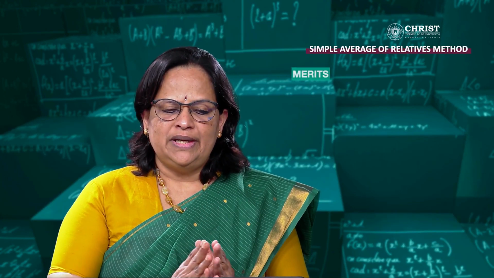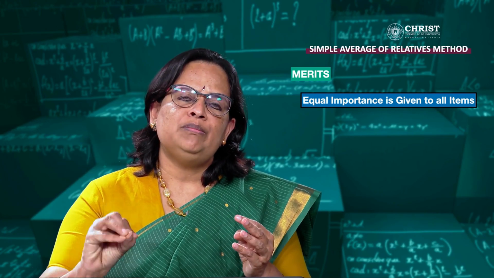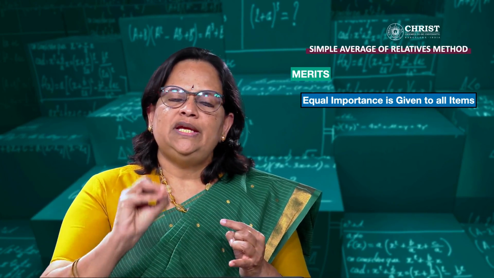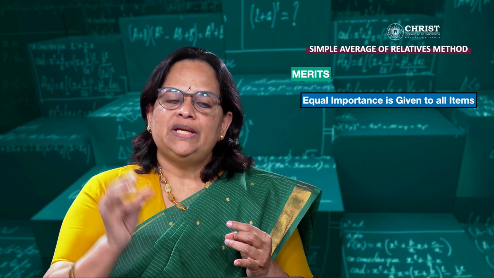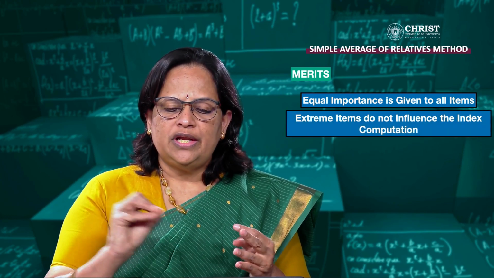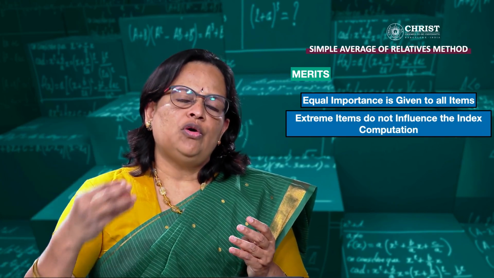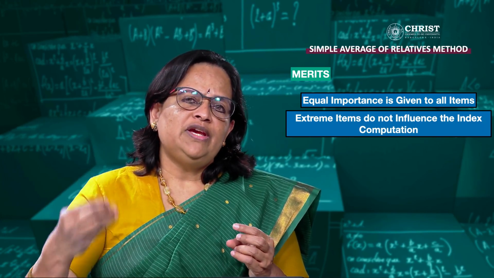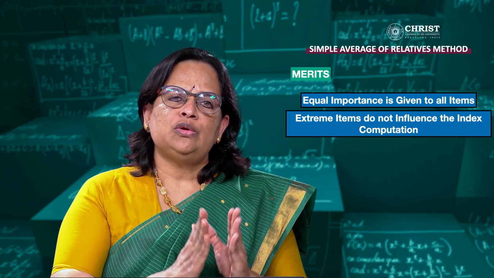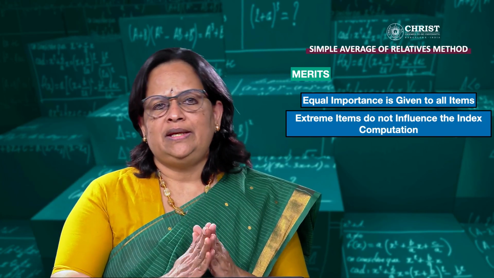Now, if you see the merits, equal importance is given to all items. We are not giving any special importance to special items. Equal importance is given. Weights are not assigned in this computation. Next, extreme items do not influence the index computation, because if the prices of petrol or diesel or cooking gas, anything is going up, then we are not giving any importance to that. If an item is included, that will get equal importance like other items included in the index.